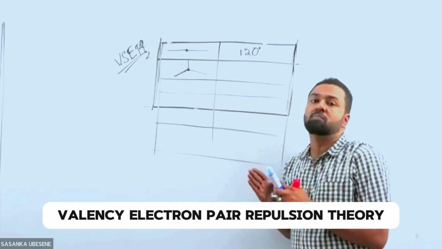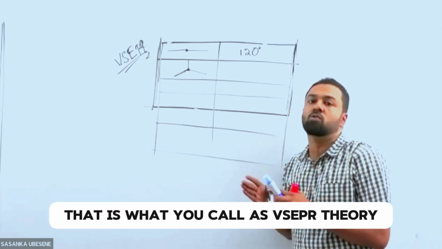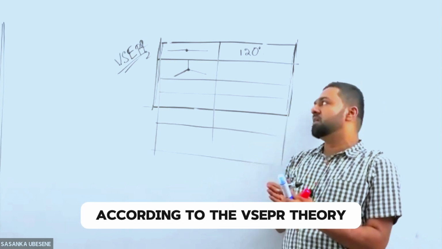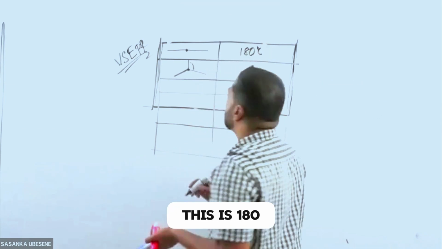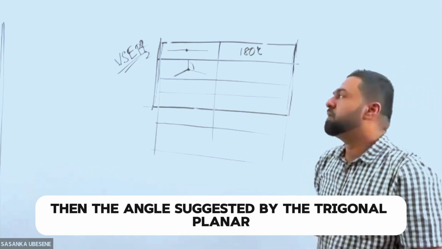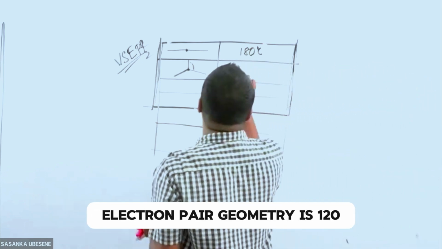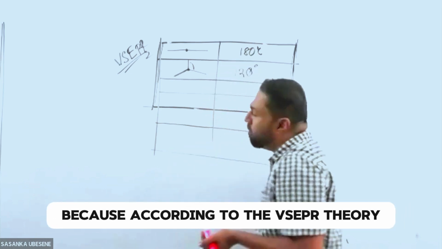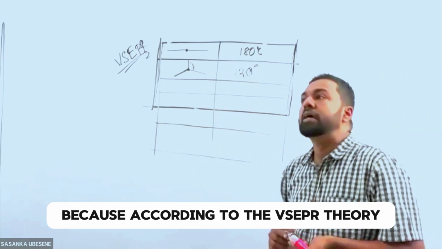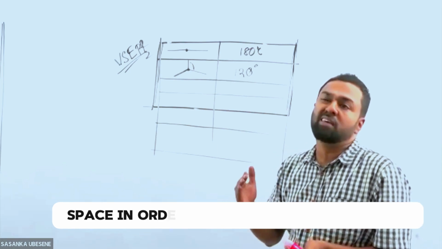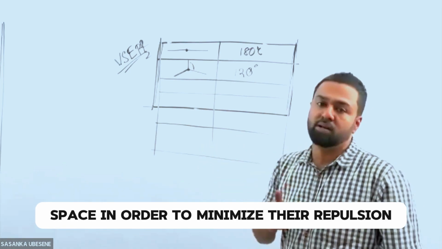Valence shell electron pair repulsion theory, that is what you call VSEPR theory. According to the VSEPR theory, this is 180. Then the angle suggested by the trigonal planar electron pair geometry is 120, because according to the VSEPR theory, electron pairs are oriented in 3D space in order to minimize their repulsion.